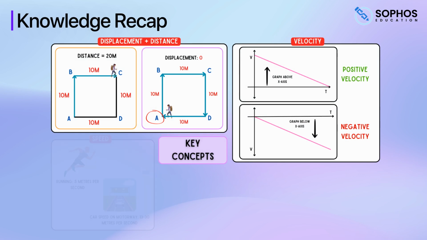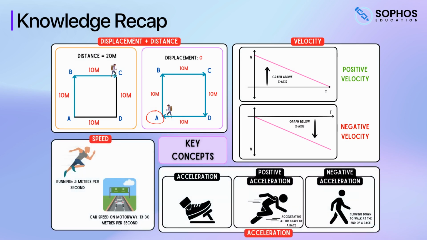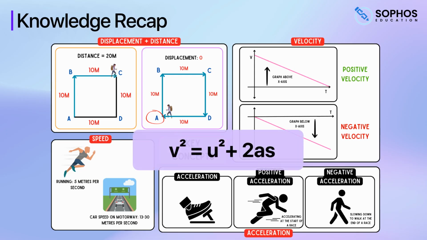So far, you have become familiar with key concepts such as displacement, velocity, speed, and acceleration. Building on this foundation, understanding the equation v squared equals u squared plus 2as will enhance our ability to solve problems involving motion and acceleration more effectively. Let's get started.